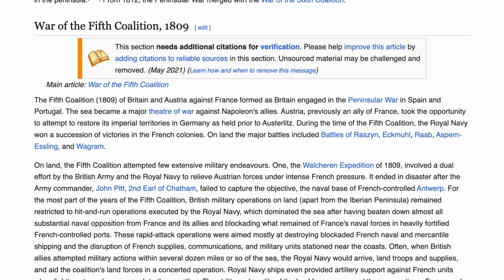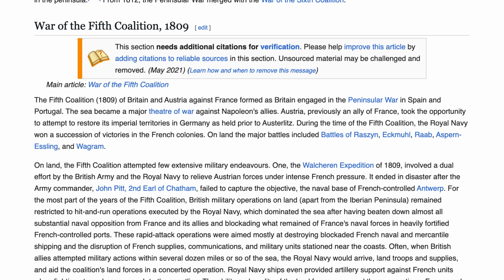On land, the Fifth Coalition attempted few extensive military endeavors. The Walcheren expedition of 1809 involved a dual effort by the British Army and the Royal Navy to relieve Austrian forces under intense French pressure. It ended in disaster after the Army commander, John Pitt, 2nd Earl of Chatham, failed to capture the objective, the naval base of French-controlled Antwerp.